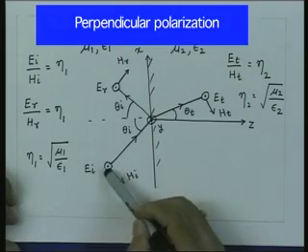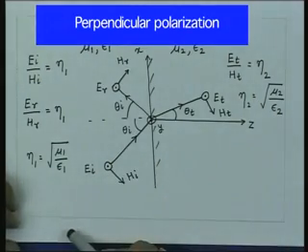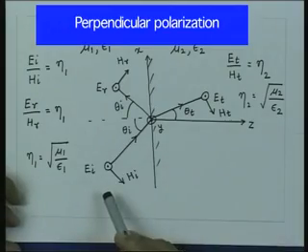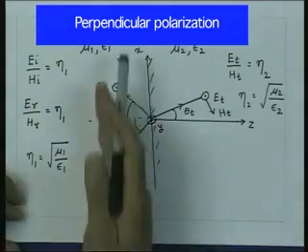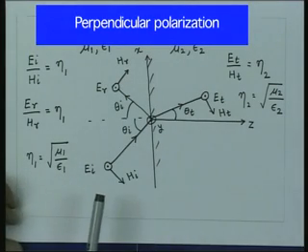So first thing is we write the functional form for this electric and magnetic fields, including the phase function. Then we apply the boundary condition that tangential component of electric or magnetic field should be continuous across the boundary.